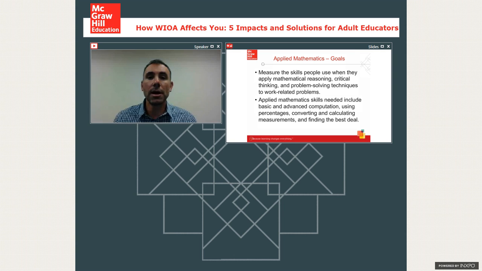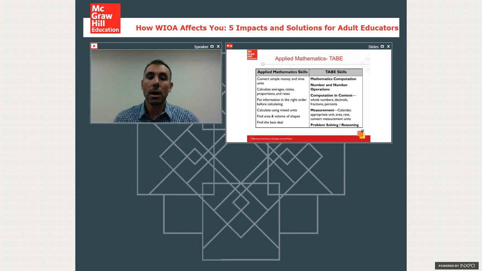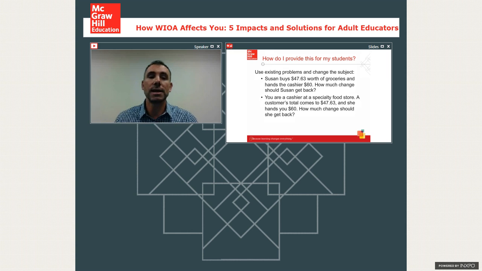Applied math is another area where, again, we can be contextualizing now. This is something that you can be doing now in terms of looking at the types of scenarios for word problems that are given to students and making them more workplace related. Again, anything when we're talking about applied mathematics, it relates to TABE. You're covering more than just those foundational skills. So you could look at existing problems that you might have in current workbooks and materials that you have.